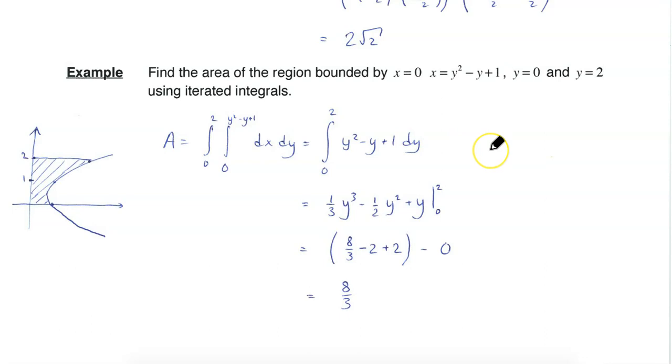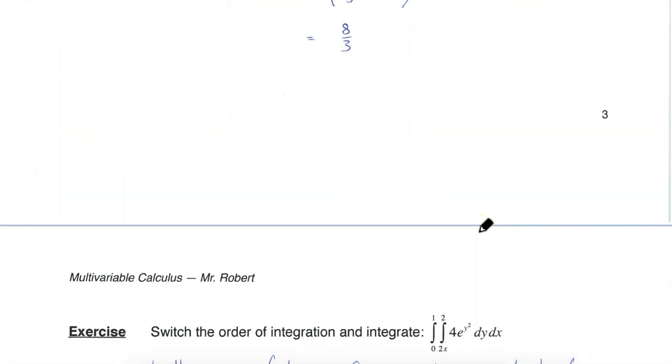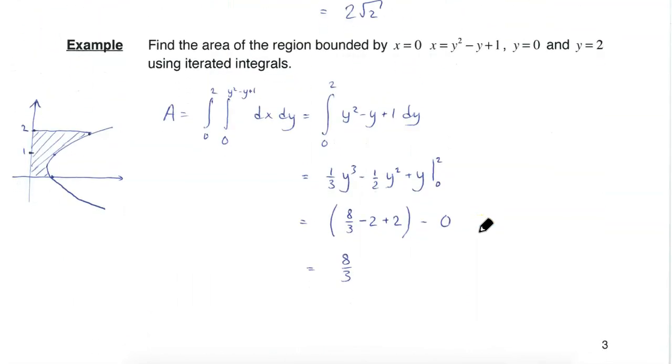Now, final example. Find the area of the region bounded by x equals 0, x equals y squared minus y plus 1, y equals 0, and y equals 2. It is not the final example, I'm sorry. So here the exercise is to be able to determine what the region of integration is. So x goes from 0 to x equals y squared minus y plus 1.